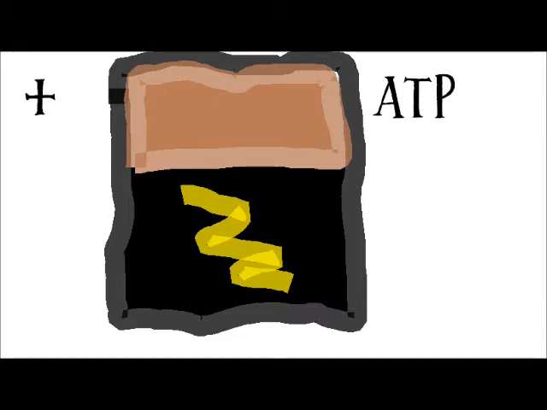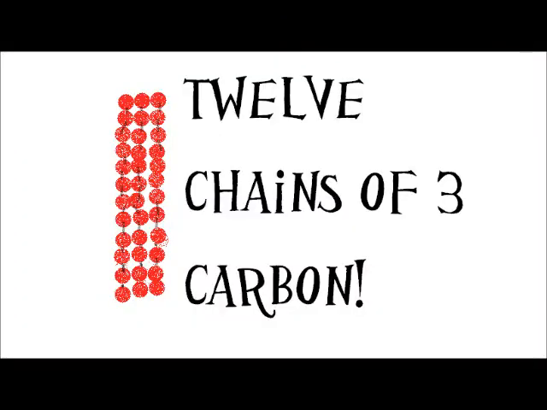Next, we give it a little shot of ATP from the light reaction. Remember? Now we have 12 chains of 3 carbon for a total of 36 carbon.